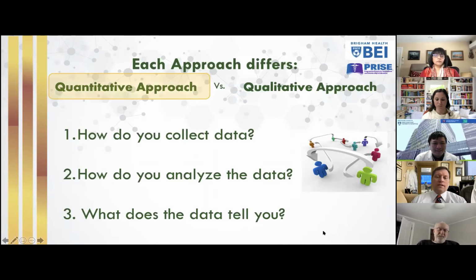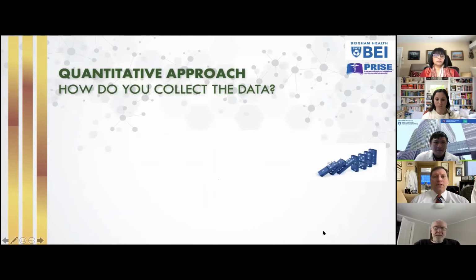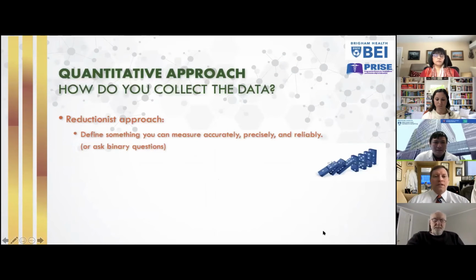Starting here with the quantitative approach. So how do you collect the data? As Glenn has mentioned, and we've already gone through, it really is a reductionist approach. You're defining something you can measure accurately, precisely, reliably, or you're trying to answer a yes/no question. You want to get as granular as you can.